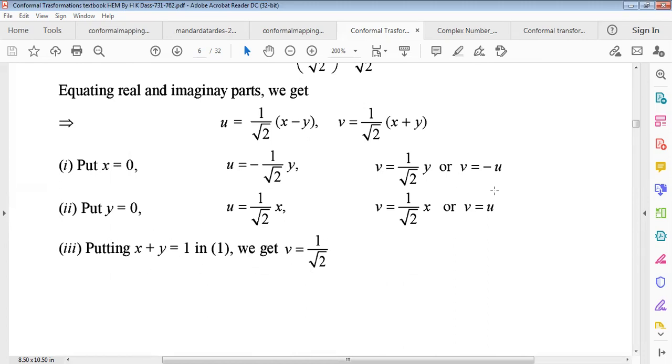x plus y equals what? Just putting the values of x and y here, we get v equals 1 by root 2. x plus y equals 1, so what will it be? 1 by root 2.